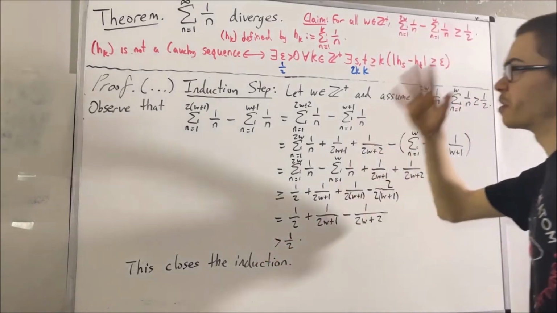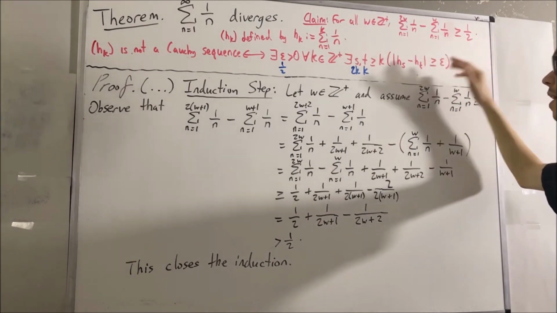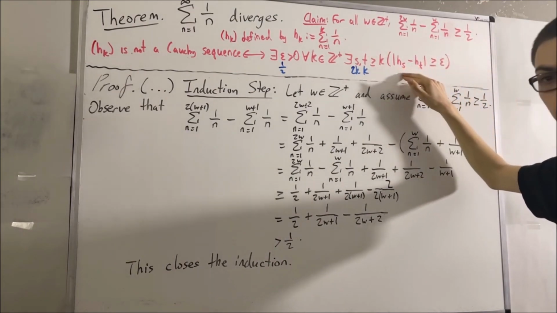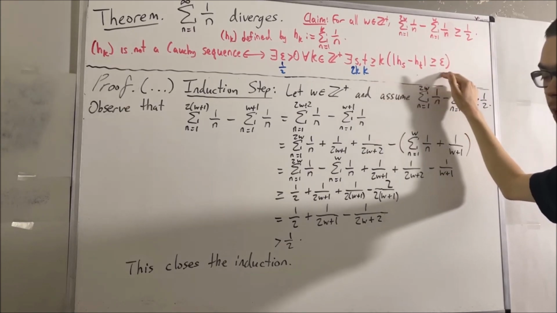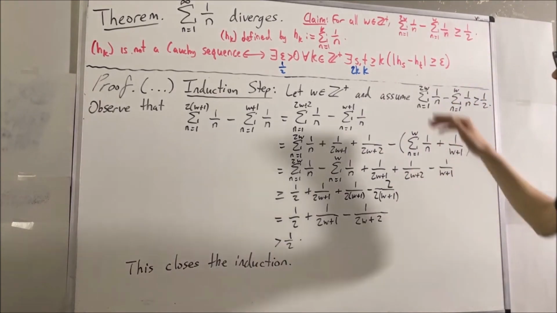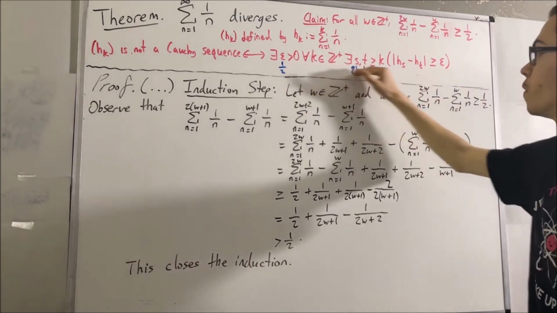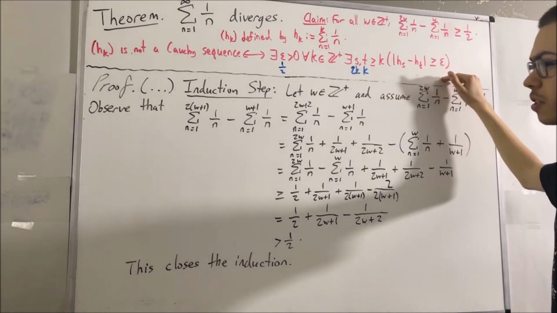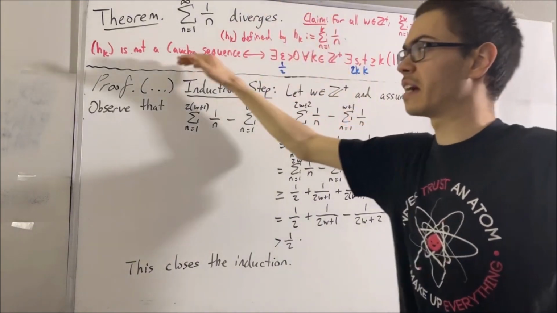So at this point, we have proven that this is true. And that allows us to say that the absolute value of h2k minus hk is greater than or equal to 1/2, as we had done before. So yeah, we have proven that this is true. So that proves this statement. As a result, we have proven that the sequence of partial sums is not a Cauchy sequence.